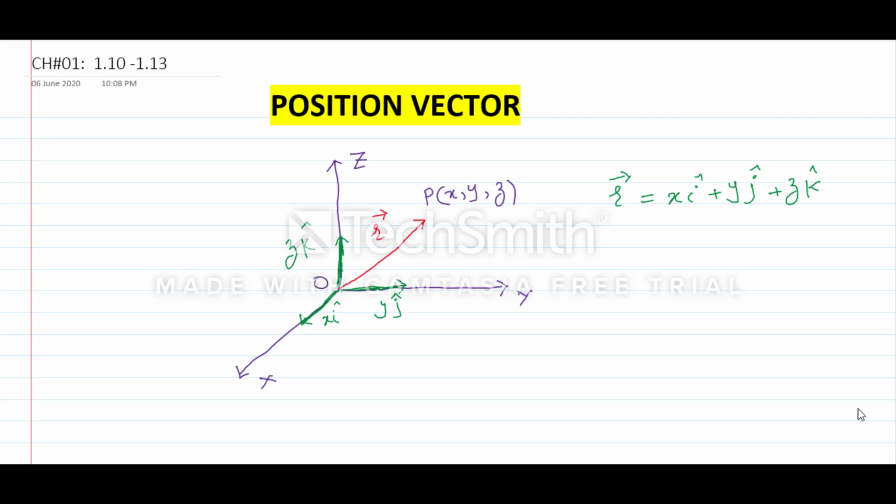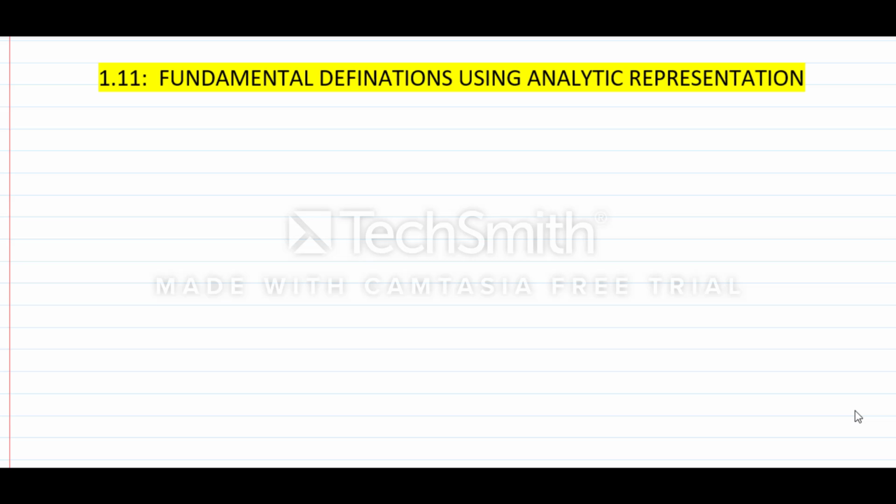You can see these component vectors in green color with their unit vectors. So, if a vector is equal to the sum of its component vectors, then it is known as position vector. Here R is equal to xi plus yj plus zk, so R is a position vector. Magnitude of R is equal to square root of x square plus y square plus z square.